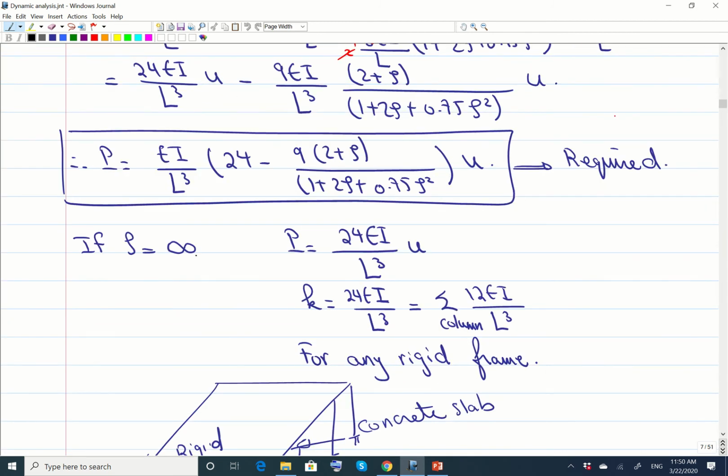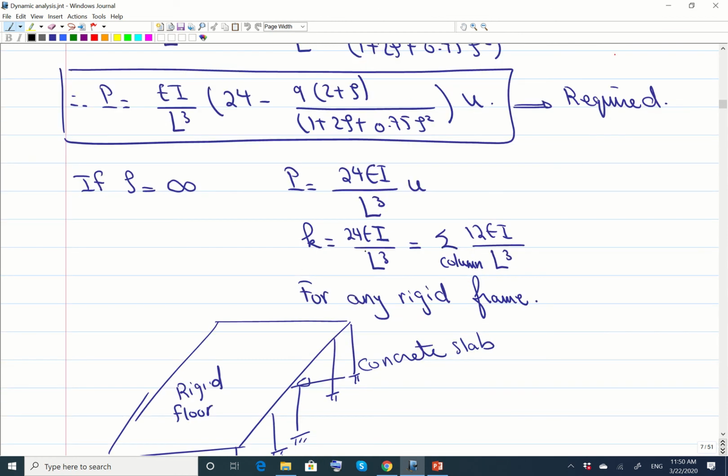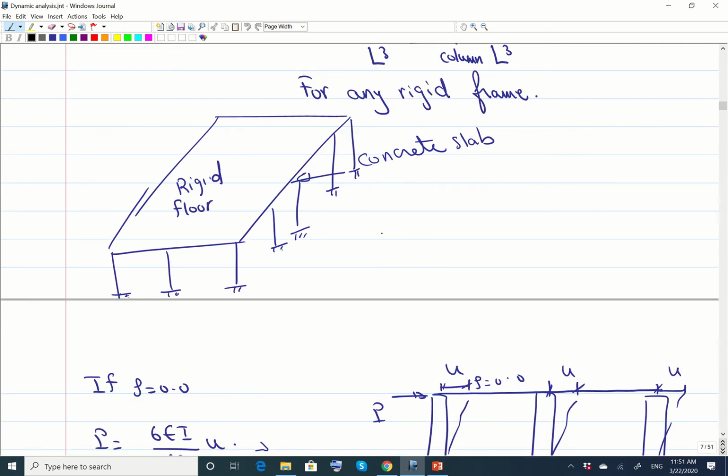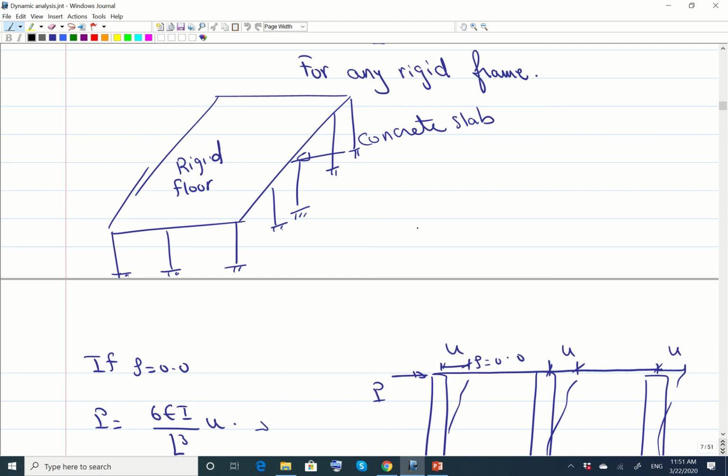When we substituted rho equal infinity, we found that K is equal to 24 EI divided by L cubed, and we had two columns, so it's actually 12 EI divided by L cubed for each column. So this is an important conclusion: 12 EI divided by L cubed for each column. This is the stiffness that comes from each column. If you have 100 columns, you just use 12 EI divided by L cubed for each column, and then you add them together.